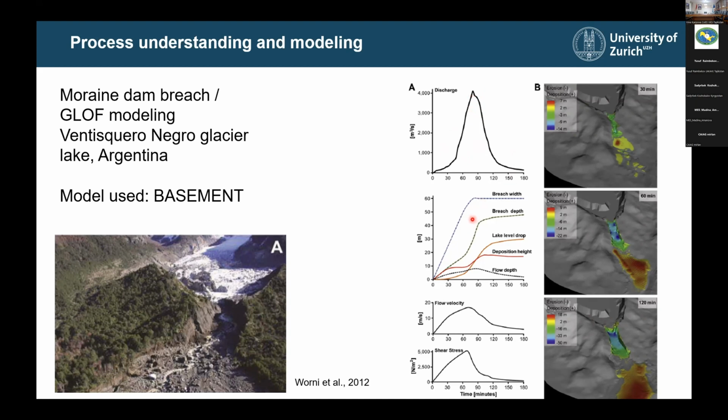Then here, also very interesting, you see how the breach width develops, the breach depth, and how the lake level drops, and the flow depth. So these are all important parameters to know. And then flow velocity over time and the shear stress. The shear stress, you see, increases. There's really the stress also on the sediment. Erosion increases until the point of maximum discharge and then decreases.